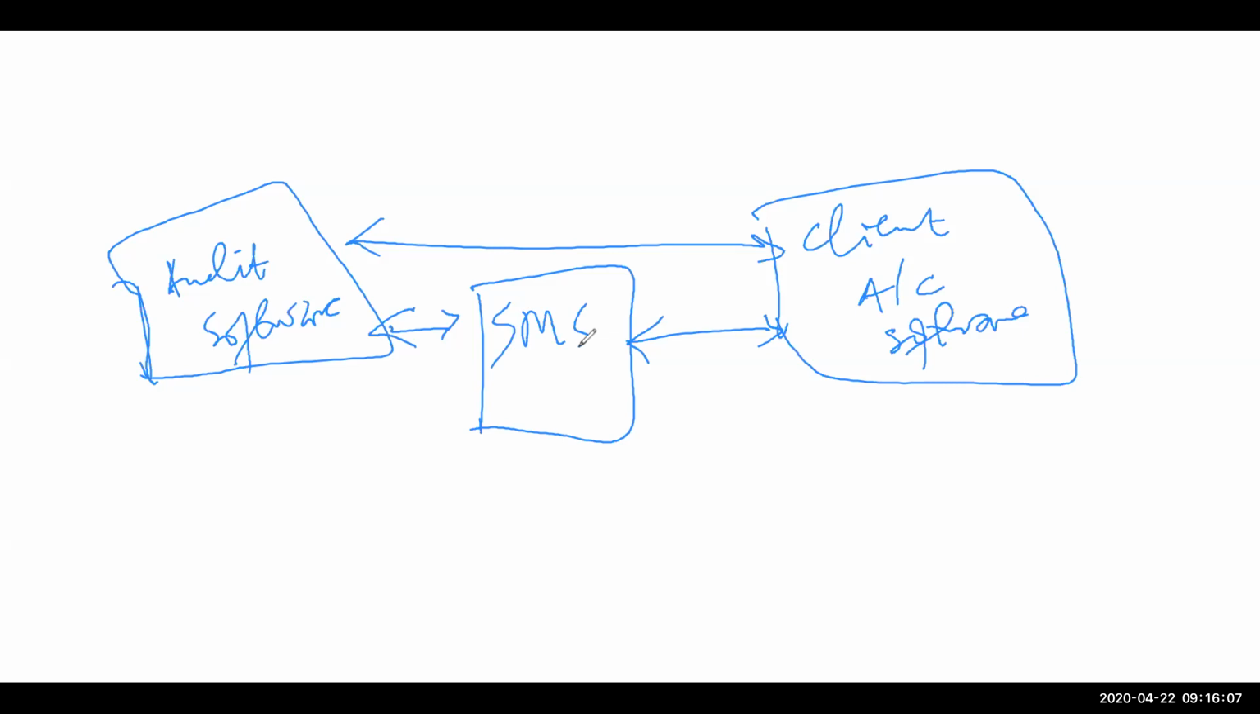It ensures there is ease of communication between the auditor software and the client accounting software, to make it easy for the transfer of data from A to B, from the client software to the auditor software. So this is an example referred to as a system management software that, as an auditor, you can use.